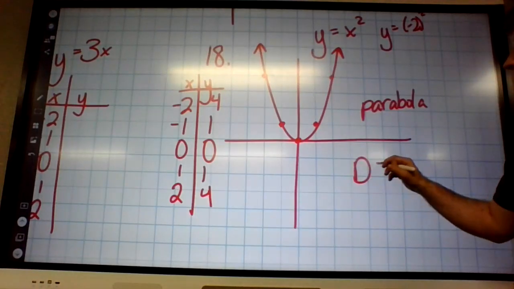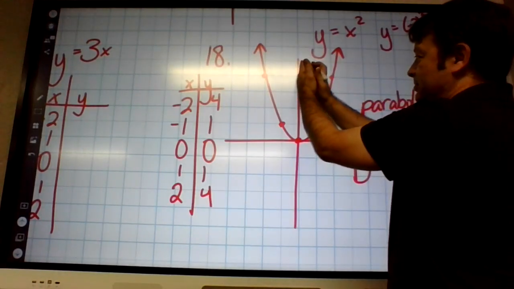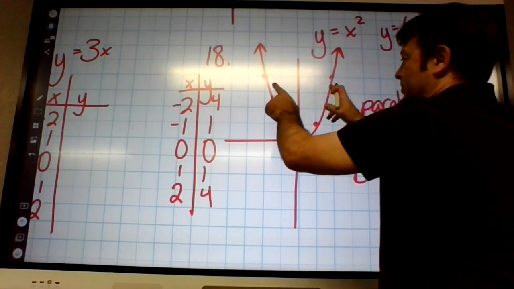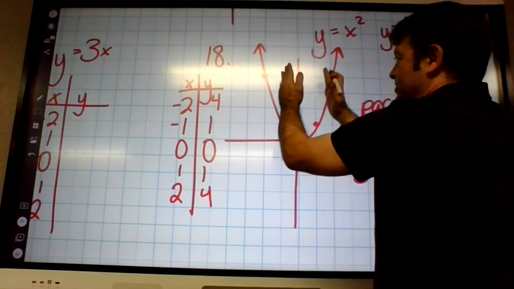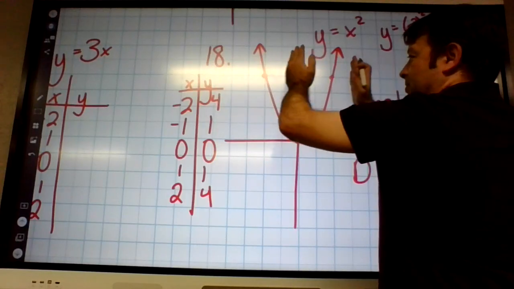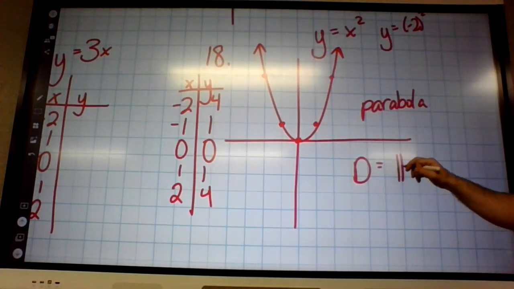Well, this one's a little bit harder. The domain is the x values. What x values are included? Just kidding. The line means it keeps going, not just at those points. So the domain is actually, because the graph will keep going out, it's infinite, goes forever in both directions. So the domain is all real numbers.